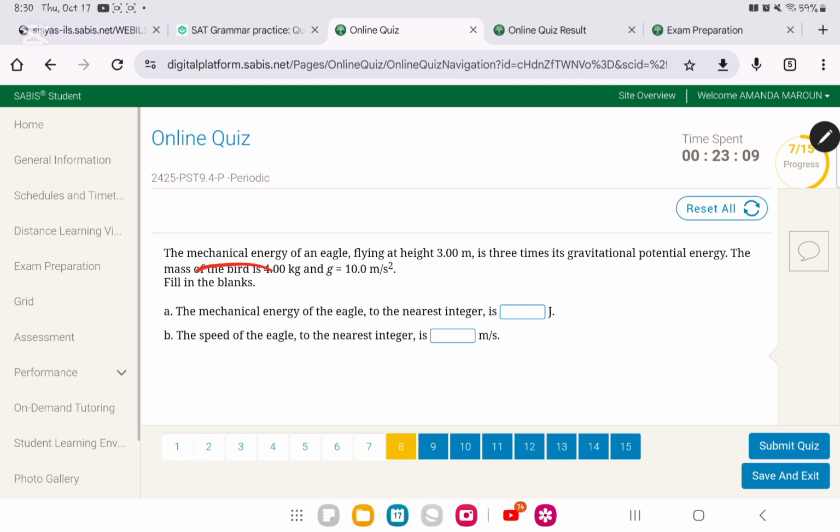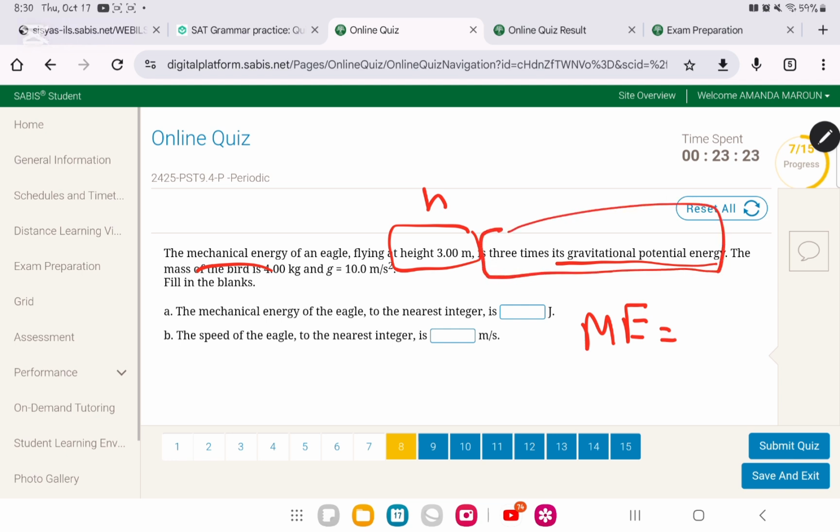of an eagle flying at a height. We have the height, which is 3 meters. 3 times its gravitational potential energy. So let's put a rule. They told us the mechanical energy is equal to 3 times its gravitational potential energy. So 3 GPE, sorry. We have the mass of the bird and then G.